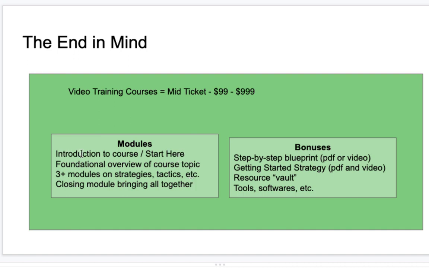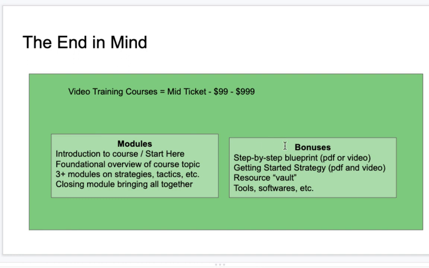The main parts are the introduction or the start here, which opens up and tells people about the course and how to go through the training. Then there's a foundational overview of the course topic. So whatever that individual course is about, you're going to give a foundational overview. And then you'll have 3 or more modules on strategies, tactics, or concepts, etc. And then you're going to have a closing module bringing all of this together.